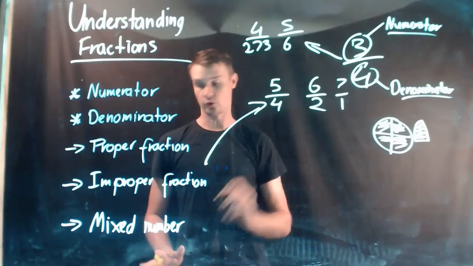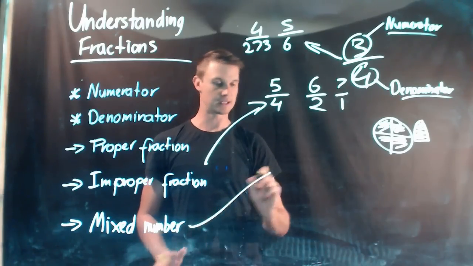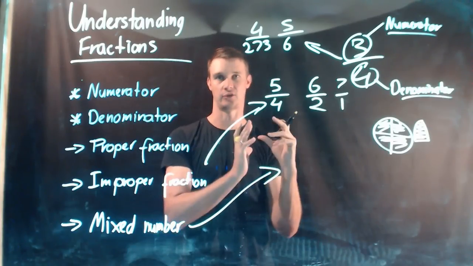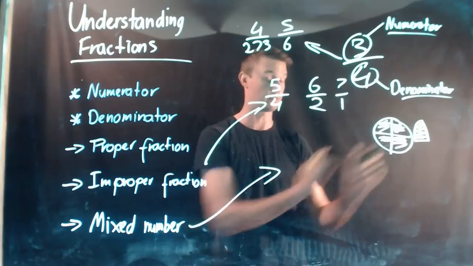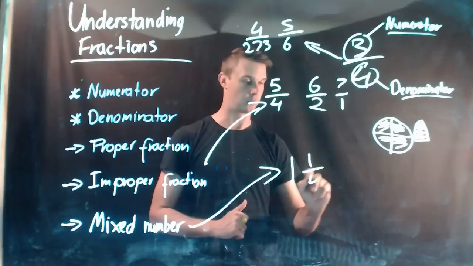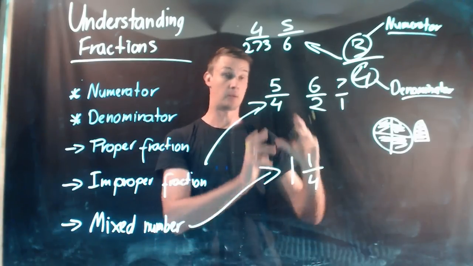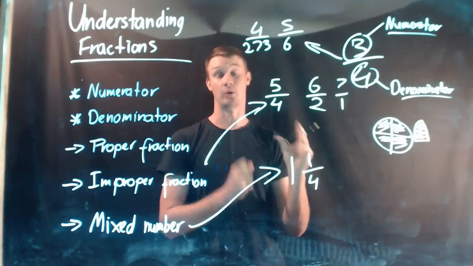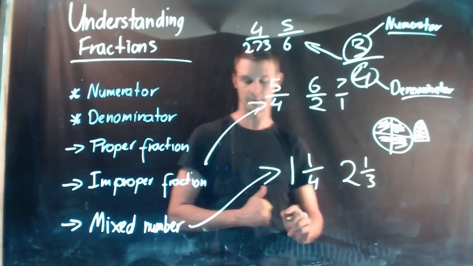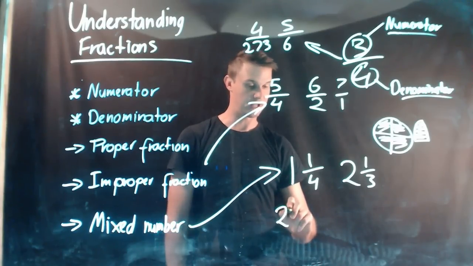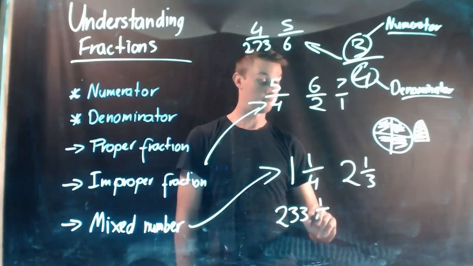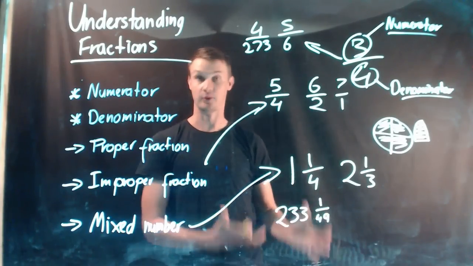Now, improper fractions also relate to mixed numbers. The way that we represent mixed numbers is by including whole numbers and fractions. So that's what a mixed number is. For this example, I've eaten a whole pizza, which is 1 whole, and then I've got 1 part out of 4. So mixed numbers are where there's a whole number and there's also a part or a fraction. So here you might do 2 wholes and 1/3 is a mixed number. You might go 233 with 1 over 49. So that's an example of a mixed number.